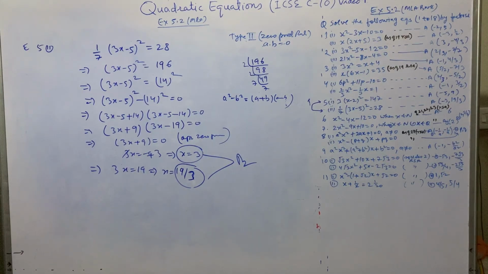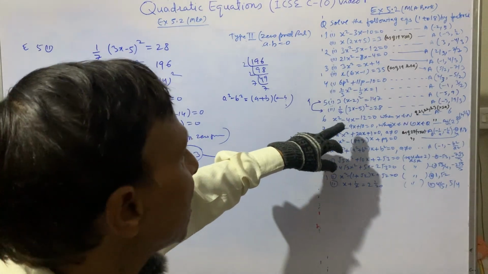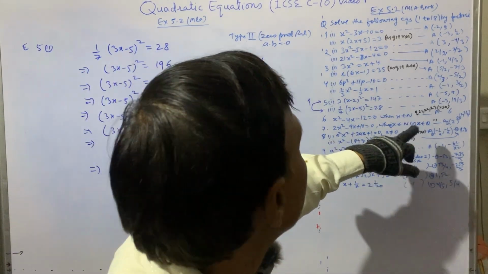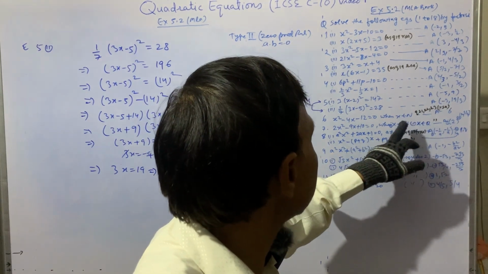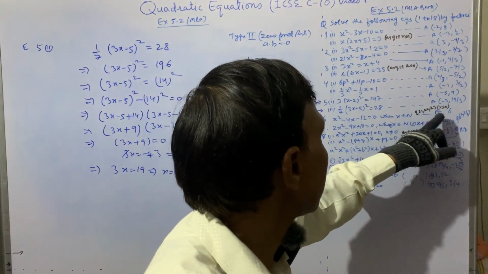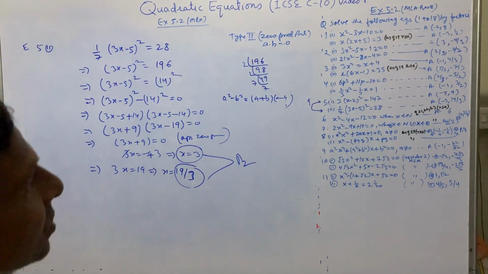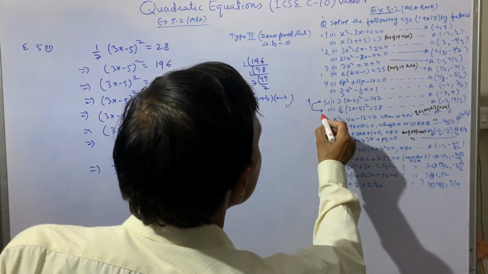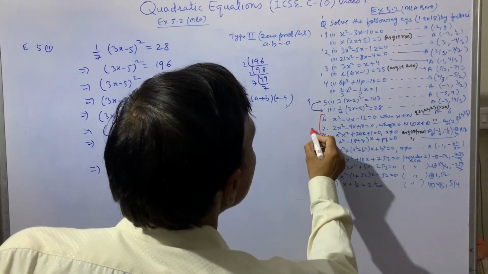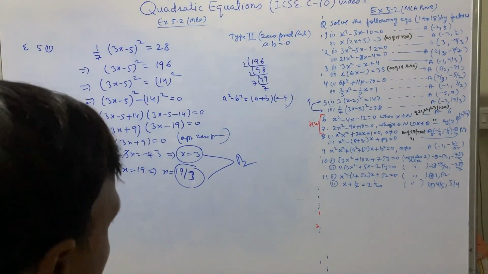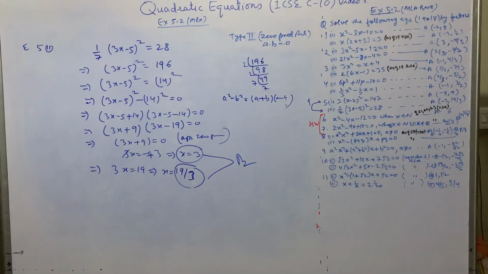Now we're moving on to the sixth part. Sixth and seventh are both similar to question number 21, 22, 23 of the RS Aggarwal book. So this would be your homework part. Now we would be doing the eighth part.